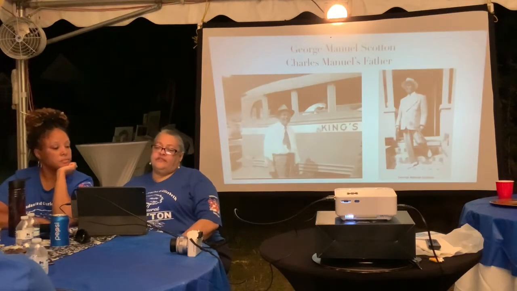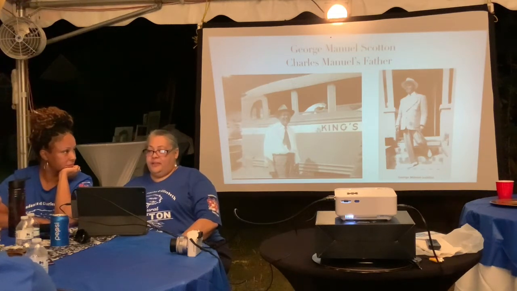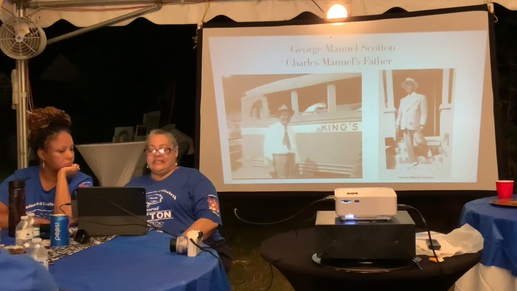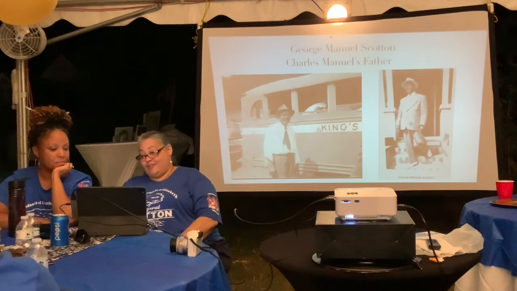These are pictures of George Manuel Scotton. He was also a deacon in the church, so you can see where Granddaddy got his sharp dressing from. As you can see, George Manuel dressed too.